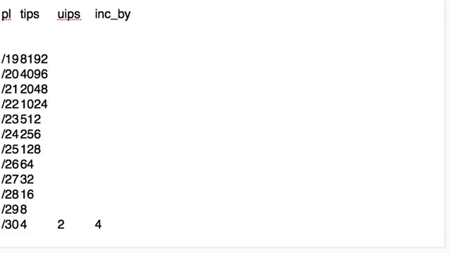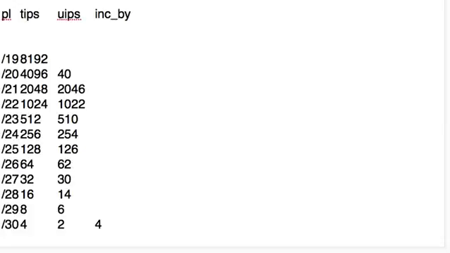Usable IPs is going to be found by subtracting 2 from the total IPs. So if we had 16, 16 minus 2 is 14. 32 minus 2 is 30. 64 minus 2 is 62, 128 is 126, 256 is 254, 512 is 510, 1024 is 1022, 2046, 4094, 8190. So that gives us our usable IPs.